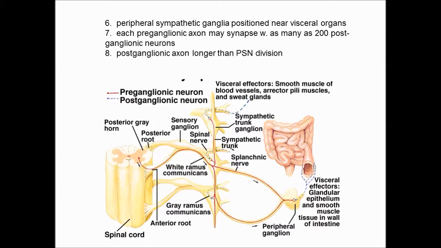The postganglionic axon in the sympathetic system is longer than in the parasympathetic. That point will be obvious when you see how the parasympathetic system is organized, but it's a significant structure. It's not myelinated, as is indicated here, but it can be quite long going to its target. So once again, the postganglionic axon is longer in the sympathetic division than it is in the parasympathetic division.